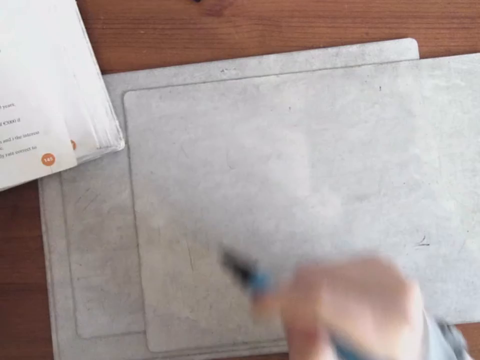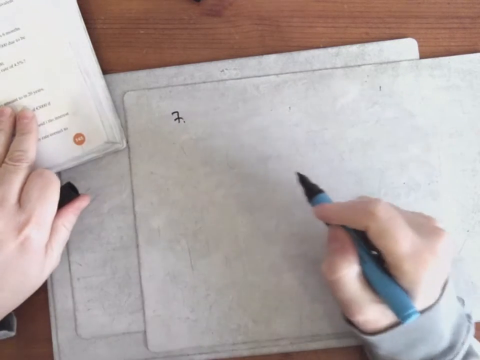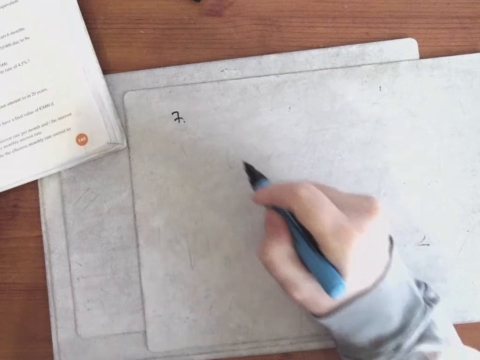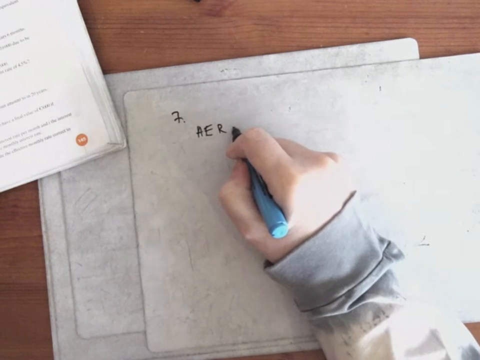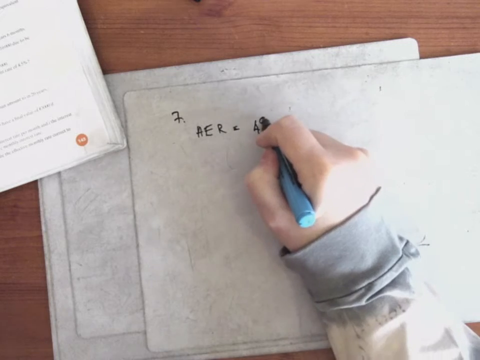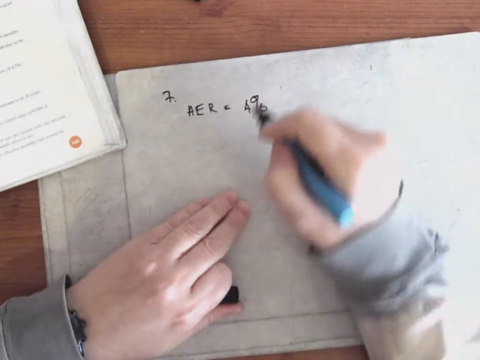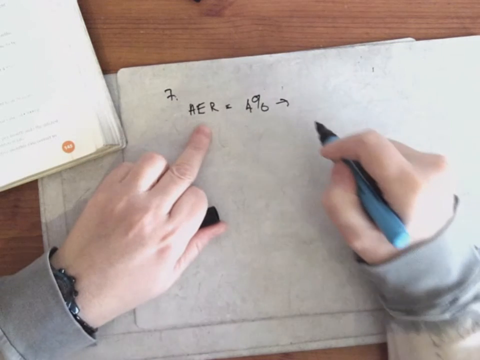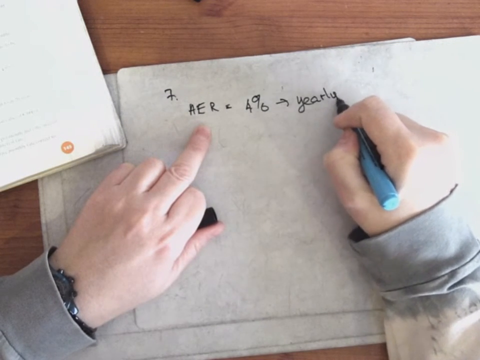Right, so number 7 reads: Camille asked for interest to be paid half yearly on her account if the bank offers an annual equivalent rate of 4%. Find, correct to 4 significant figures, the equivalent half yearly rate. Okay, so this is a yearly rate, annual equivalent rate. So we have to change that to a half yearly rate.